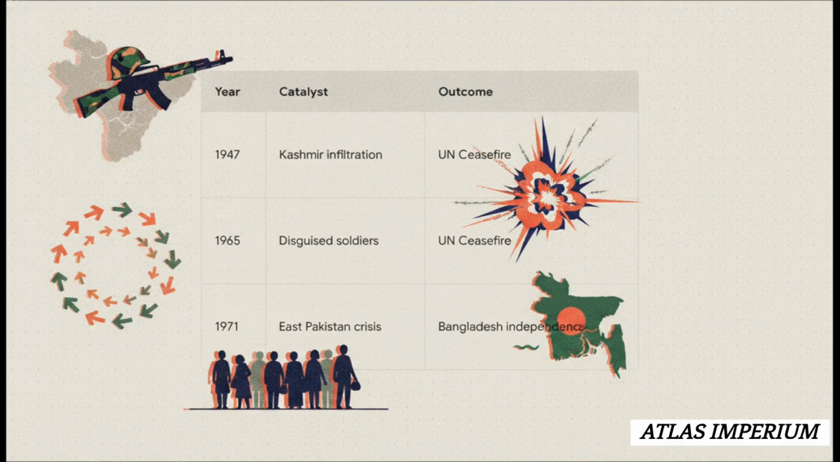Over in East Pakistan, a separatist party won an election, leading to a violent crackdown by the Pakistani army. Millions of refugees poured into India, so India intervened militarily, ultimately helping to create the brand new independent nation of Bangladesh, which significantly weakened Pakistan in the process.